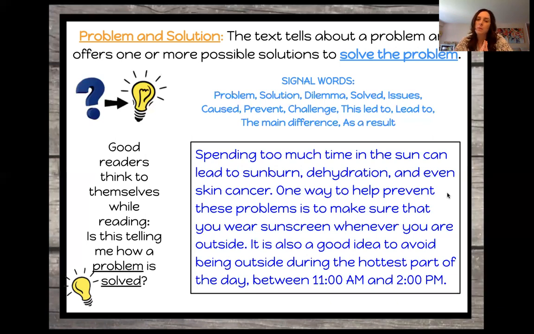So this text is different from the previous one because it gives you an example of a problem and then how you can solve that problem. In the previous one, there is a problem and there's no solution. So the signal words that we have here are lead to, being in the sun can lead to sunburn, and one way to prevent this, which is a big problem, is to make sure that you wear your sunscreen and avoid being outside. So it gives you the problem and then it offers a way for you to solve it.